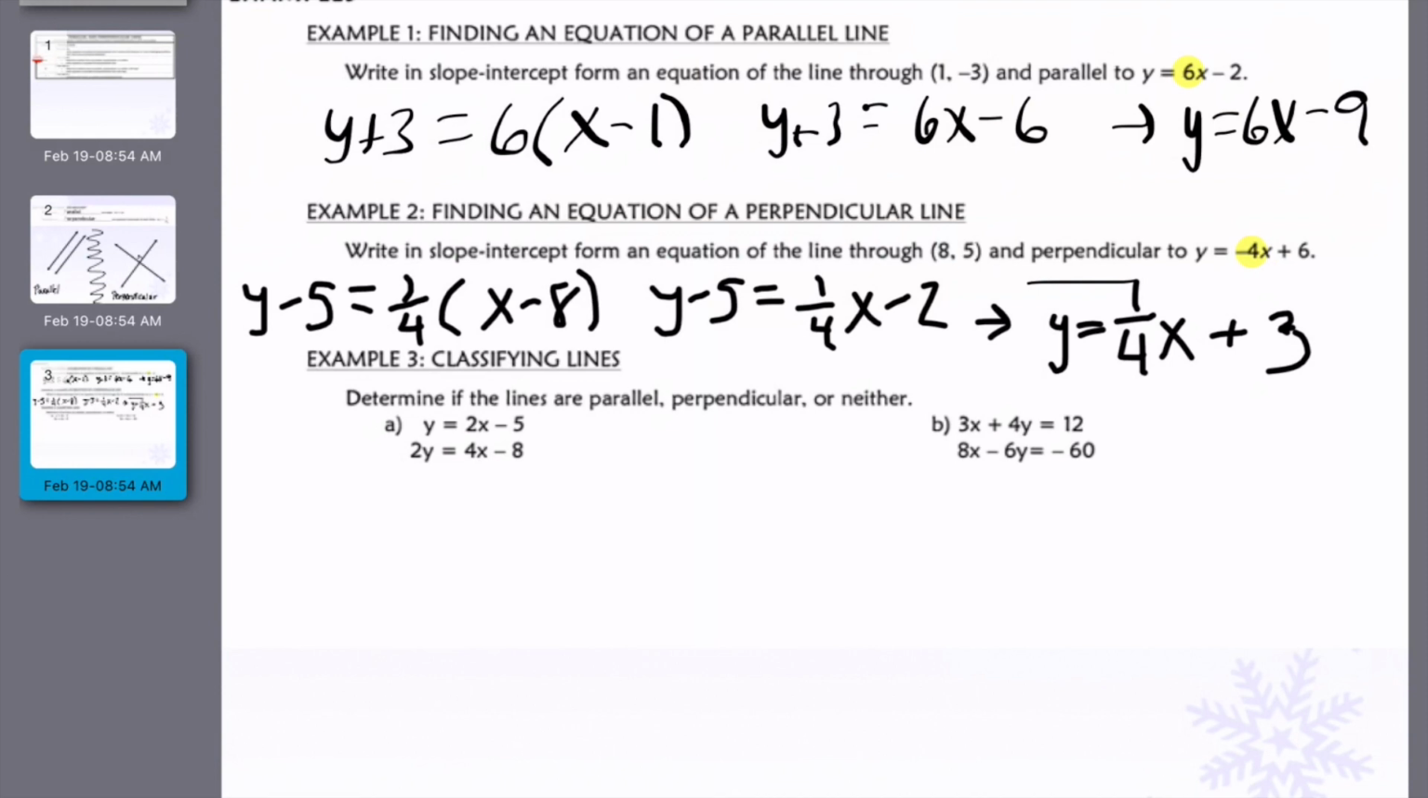Okay, so I should probably change the equations in A so that they both are y equals, which really means I need to change my second equation. And I can do that by dividing everything on both sides by 2. So I'm going to have y equals 2x minus 5 and y equals 2x minus 4. But I see here automatically my slope for both of these lines is 2, which means that it's going to be parallel.